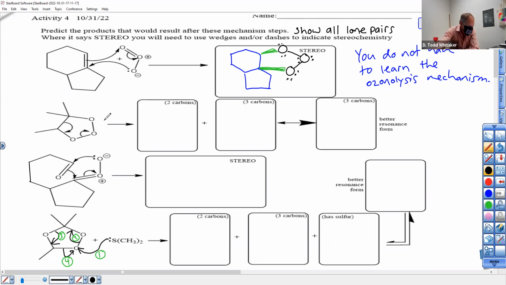So which of these pieces has two carbons, the bottom or the top? When you're done, which one has two carbons, the top or the bottom? One, two, double bond to O, two carbons. Now that O, how many lone pairs? It's neutral. Started neutral, it's going to end neutral. Two. Three carbons is the one on top.